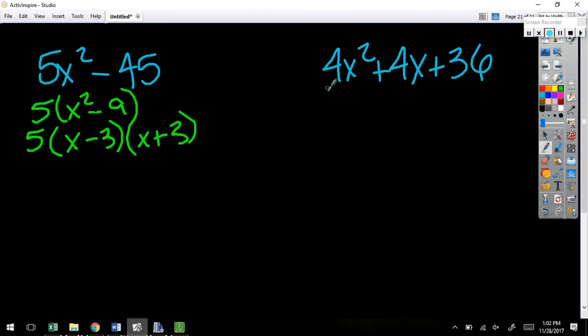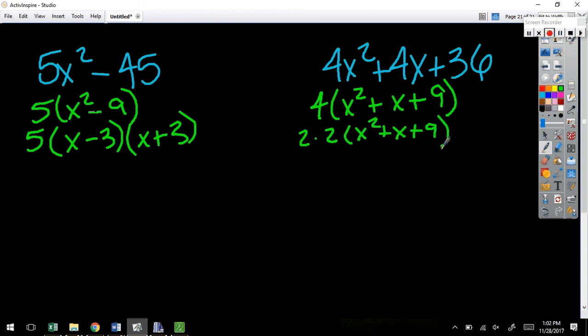All right, you said you can take a 4 out of here? You got x squared plus x plus 9. It doesn't factor anymore, so that's a factor on its own. But we have to do the prime factorization of 4. 2 times 2.